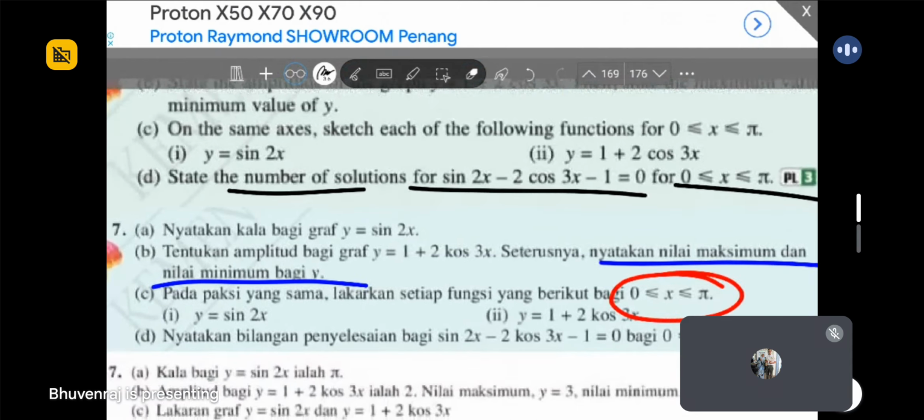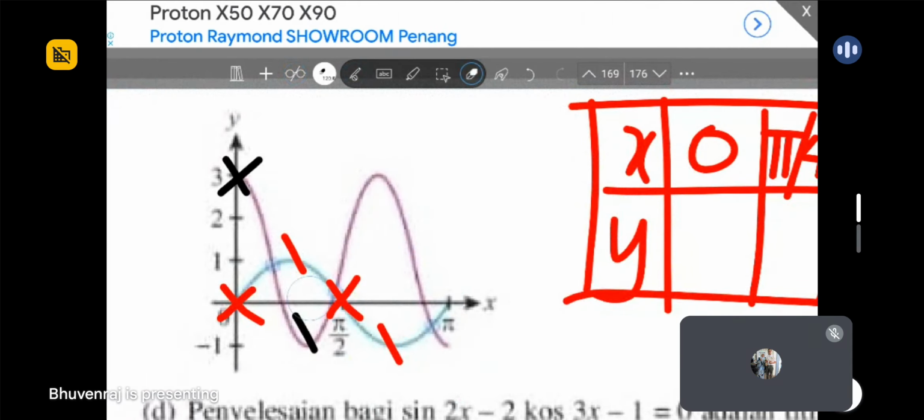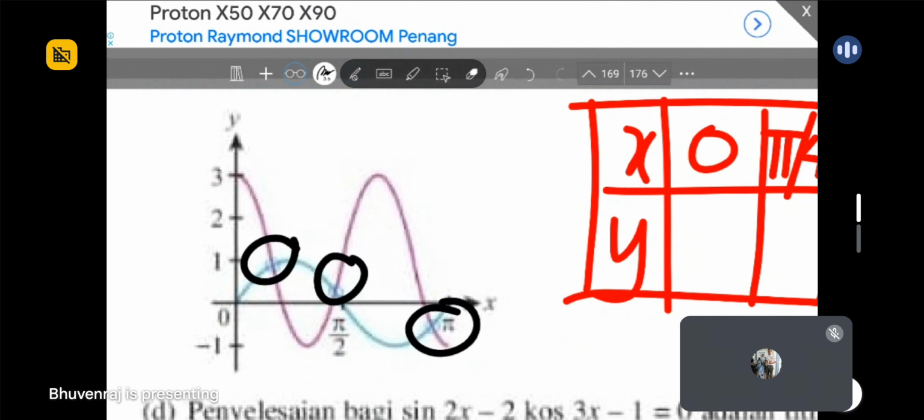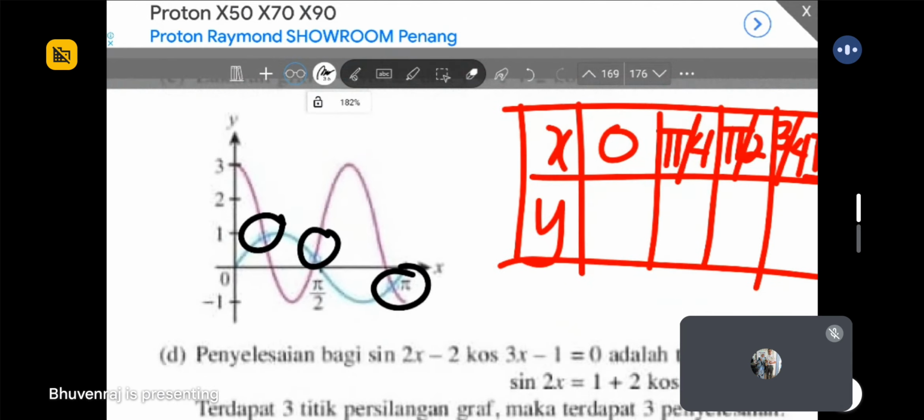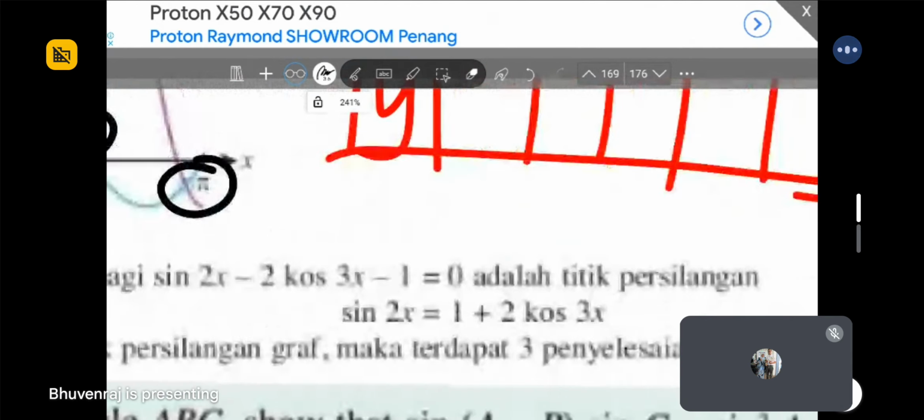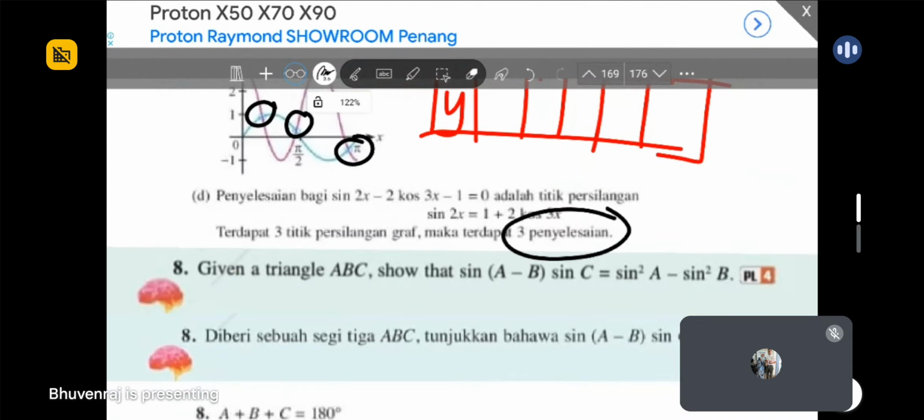Alright. Okay, so now they ask you to state the number of solutions. Bilangan penyelesaian. So guys, number of solutions always refers to points of intersection. Lihat titik persilangan. So you see 1 point, 2 points, 3 points. So it means that you will have 3 answers, 3 jawapan when you solve the equation. So that's why the answer is 3 solutions. Okay, so this one is for question 7. Soalan ke-7.